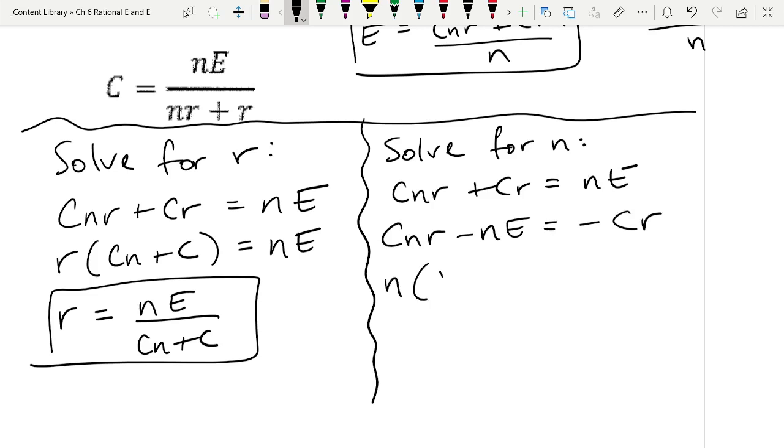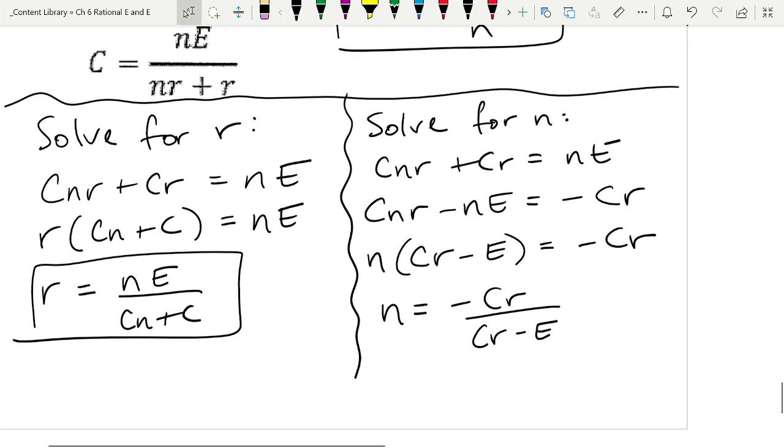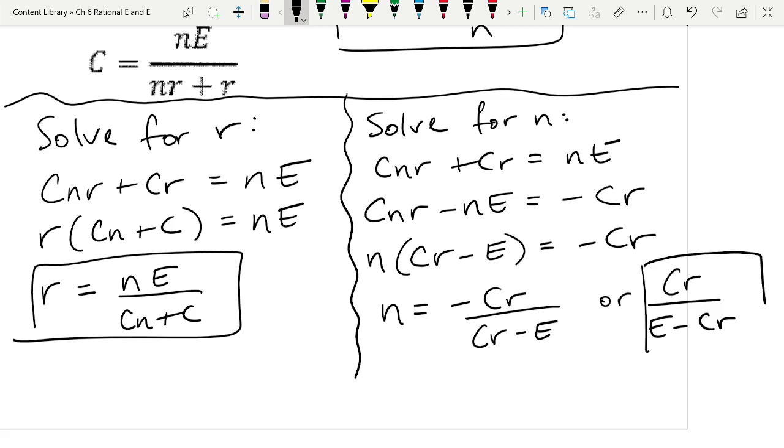Factor out my n, and I get c times n, or sorry, I meant to say r. c times r minus e equals negative c r. And n would equal negative c times r over c r minus e. And I'm happy with that as an answer, nothing wrong with it, but sometimes if this is a formula and I have to plug numbers into it and work with it, having an extra negative around probably makes my life harder. So I might just do this. Factor a negative out of the top and the bottom. And then I have a subtract instead of a subtract and a negative. So I kind of like that one better.